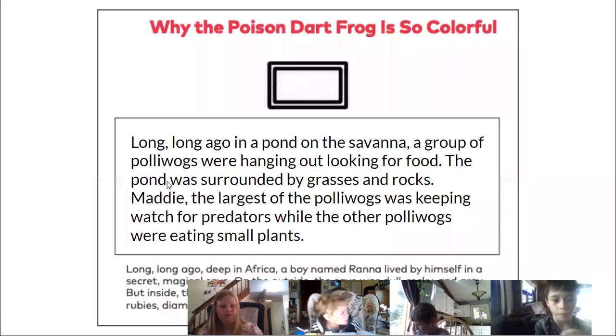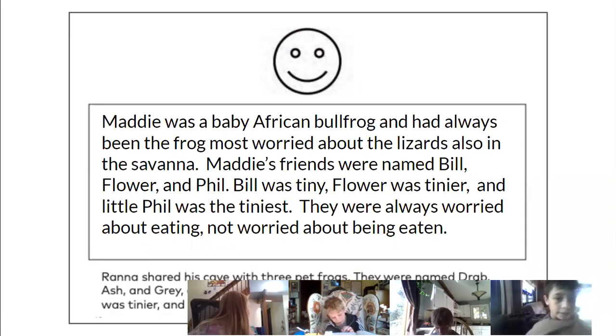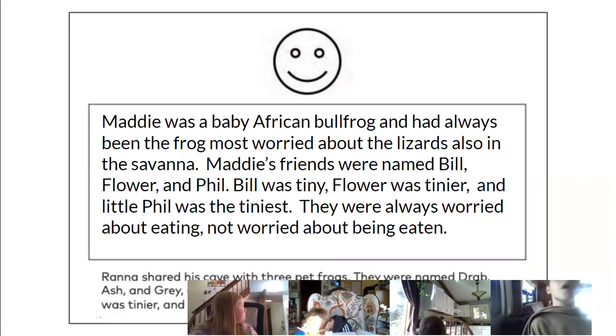Before we get to it, let's see how we turned that section on our character section into sentences. Maddie was a baby African bullfrog and had always been the frog most worried about the lizards also in the savannah. Okay, so I'm kind of setting up our problem, aren't I? I'm not saying what the problem is yet, but I'm setting up the problem a little bit, and I'm talking a little bit more about Maddie.